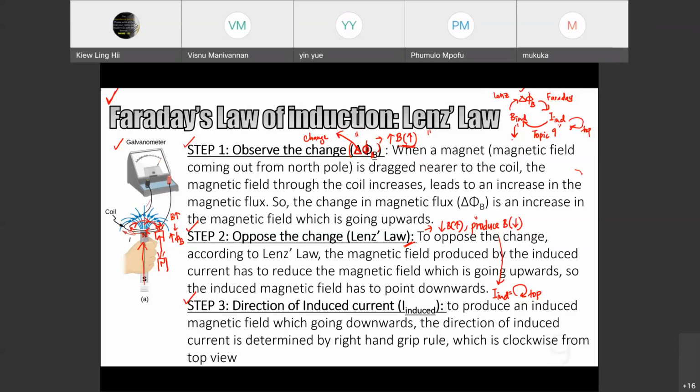Secondly, once you have identified the change, according to the change, we would like to oppose. So if in your first step it is an increase, then on your second step it will be a decrease. So I would like to decrease something. Based on your decision, what should you produce? Then from what you would like to produce, by using the right-hand grip rule, determine the directions of induced current.